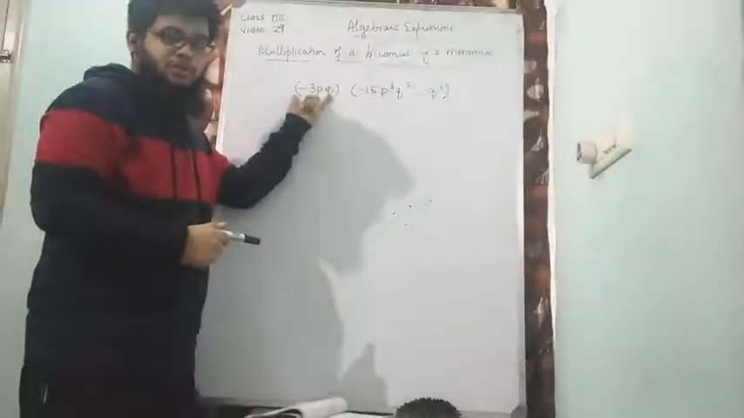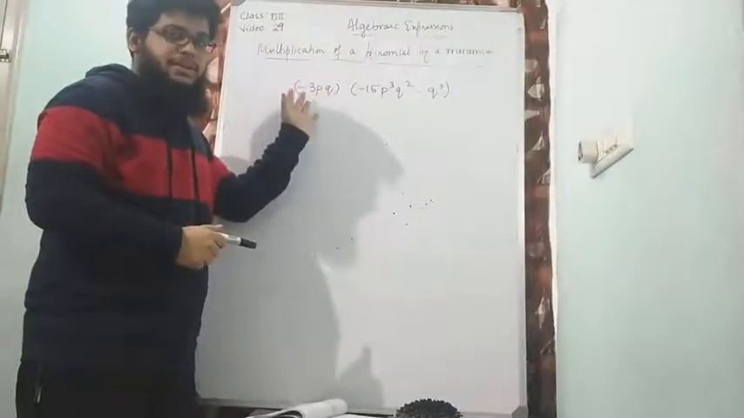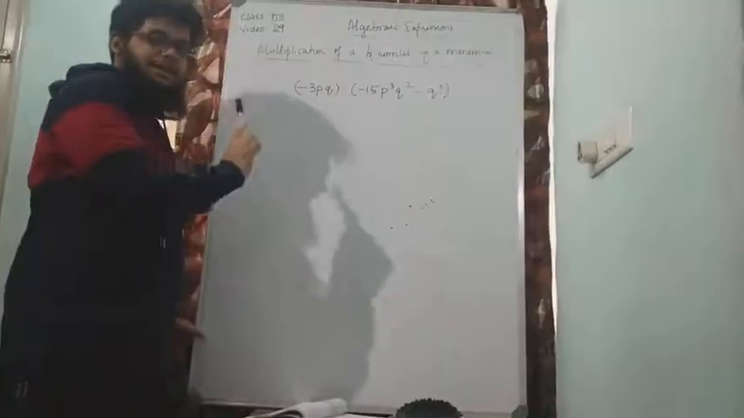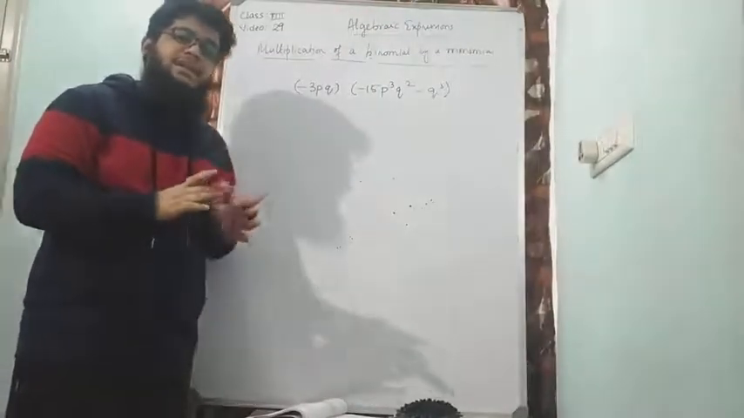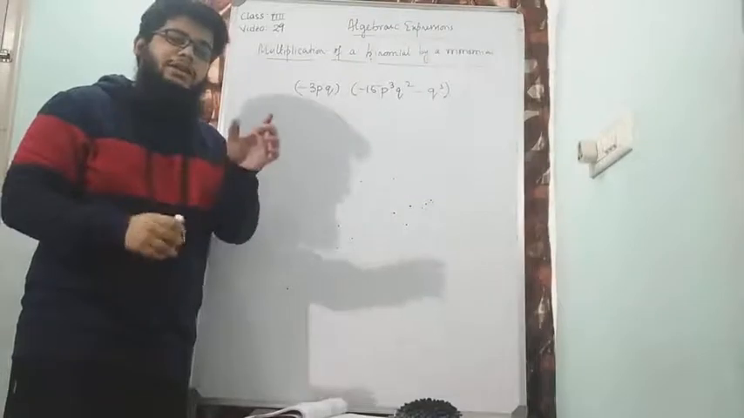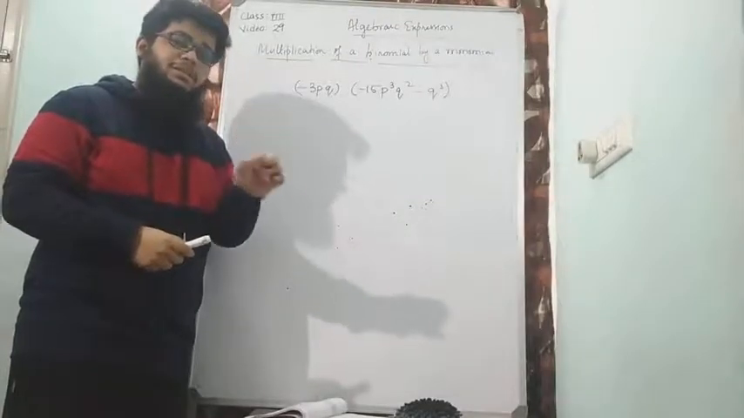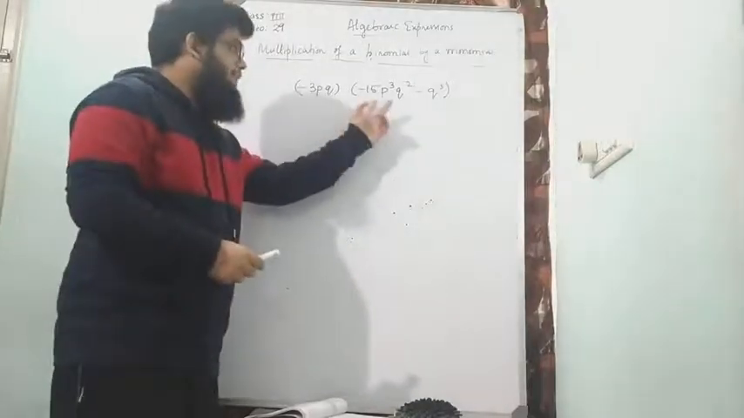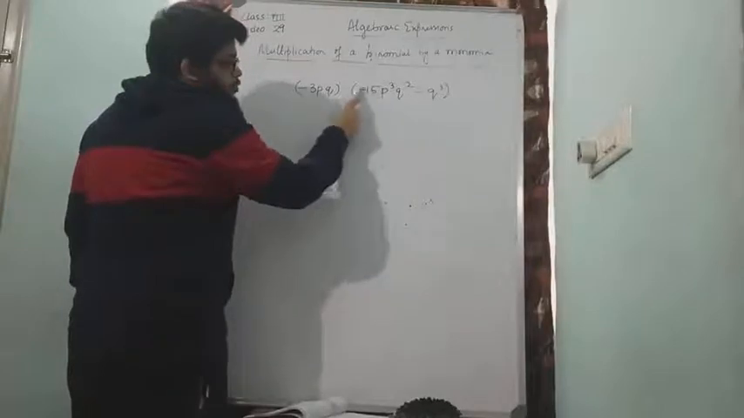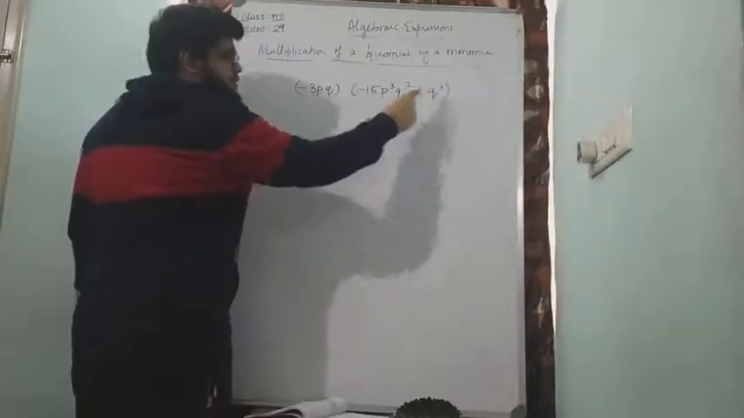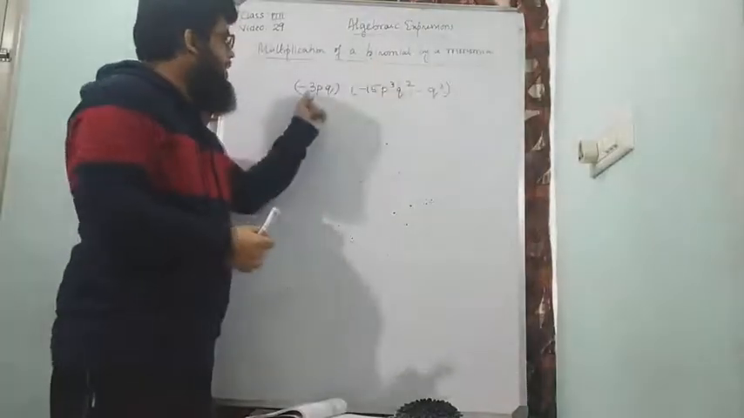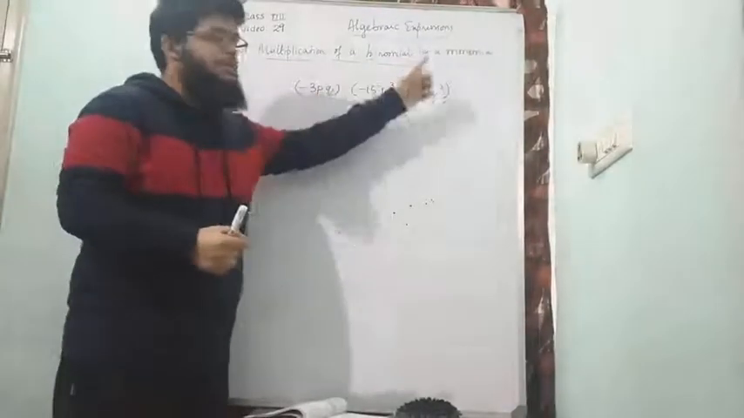Minus 3pq is a monomial because it's not separated by a plus or minus sign in between. In the beginning we can have any sign, not a problem. But you can classify it as a binomial or trinomial only if there's a plus or minus sign in between the variables and constants. If you see this one, this is a binomial because minus 15p cube q square is one term and q cube is the second term. So there are two terms in this. This will become a binomial. Minus 3pq is one single term, so it will become a monomial.